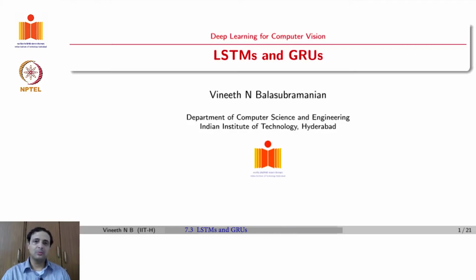We'll now talk about how to solve the vanishing gradient problem using changes in the architecture of an RNN. In particular, we'll talk about LSTMs and GRUs.